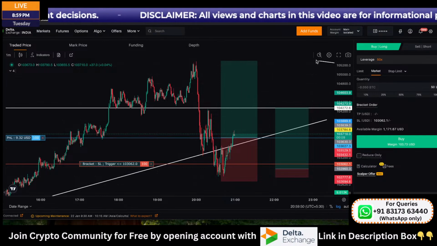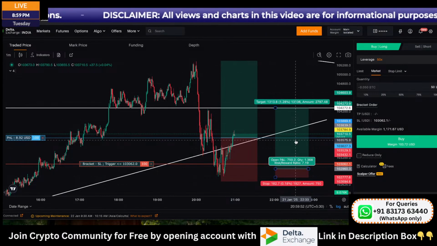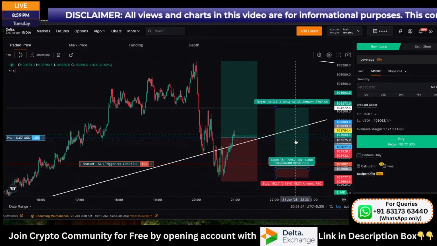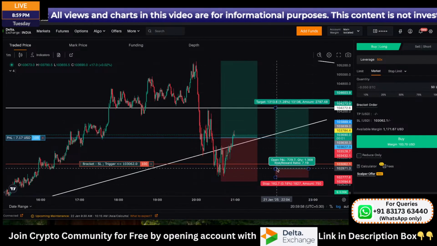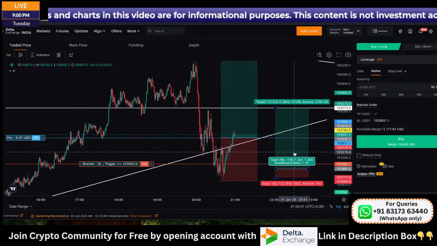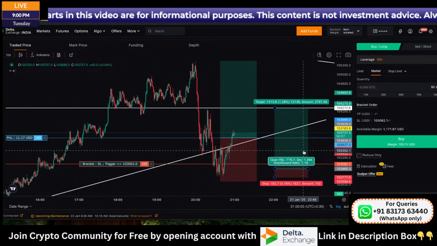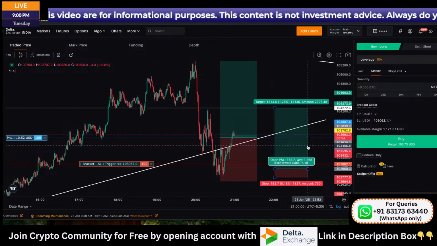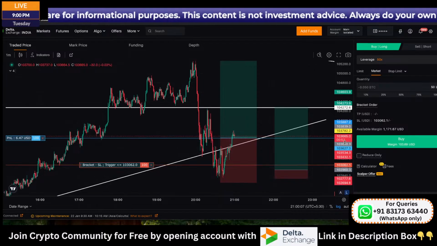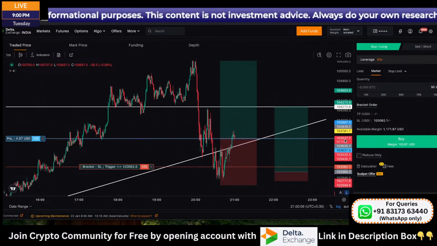Whoever entered based on this setup would have already seen decent profit. Please see what you want to do. Trail your stop loss. Move your stop loss to a certain level where it will not affect you. If you want to book also, you can book.